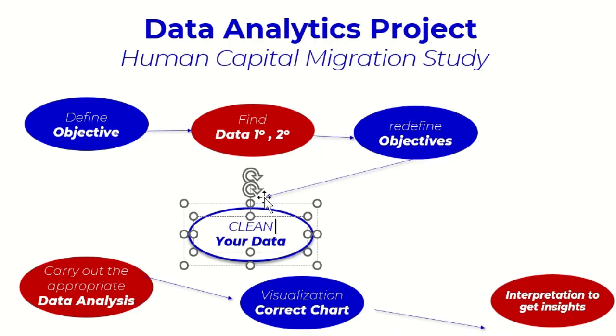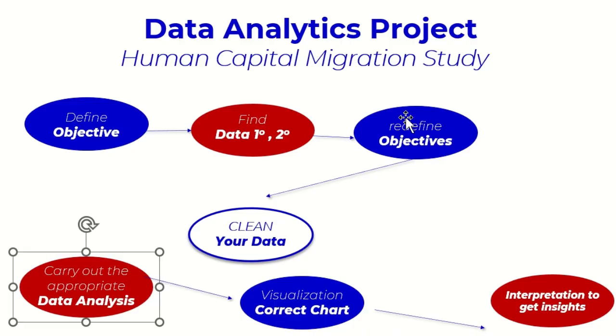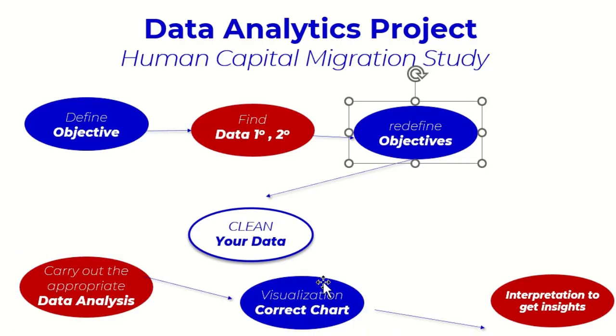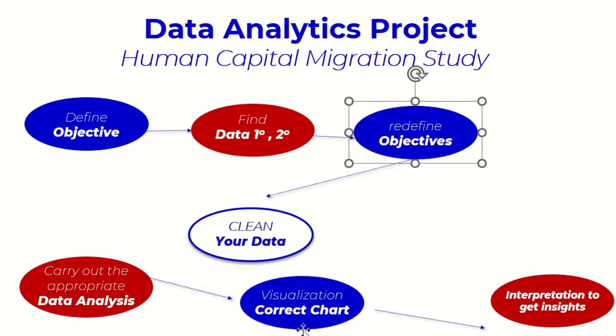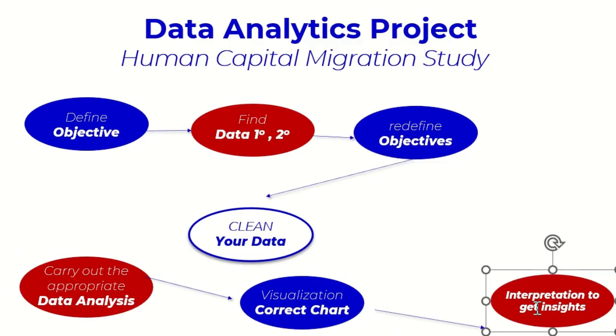Then we move over to clean our data to ensure that it is very, very clean. When we say clean, we remove the outliers, we remove things that are not meant to be there. Then we move over to the appropriate analysis that will help us to address our objective. Then the visualization will help us to see if this data has helped us to answer some of our objectives. Then we get insights, which is in line with our objective.